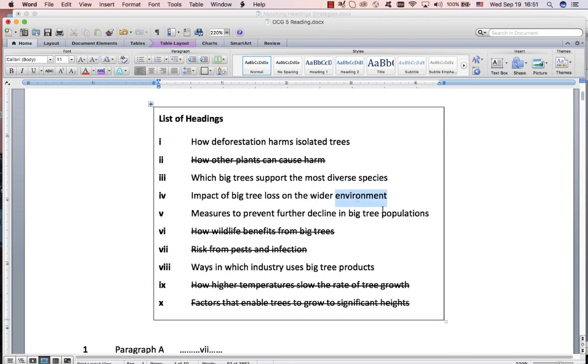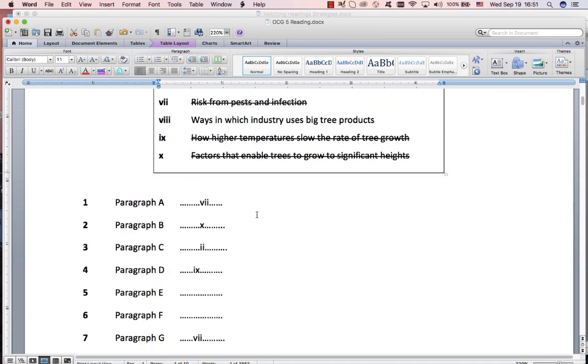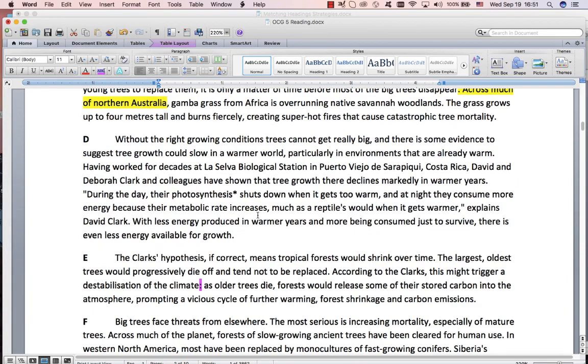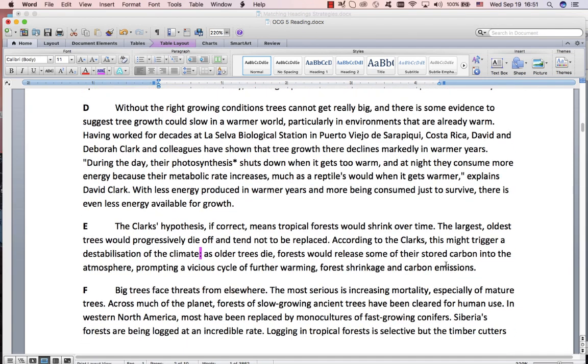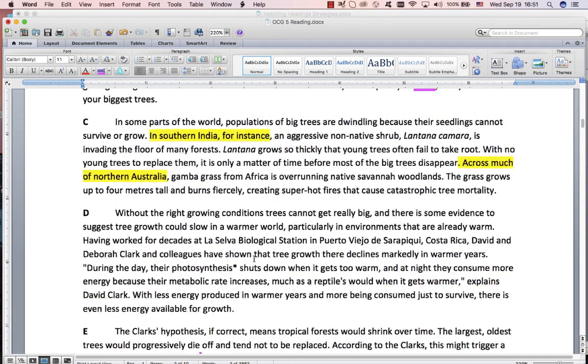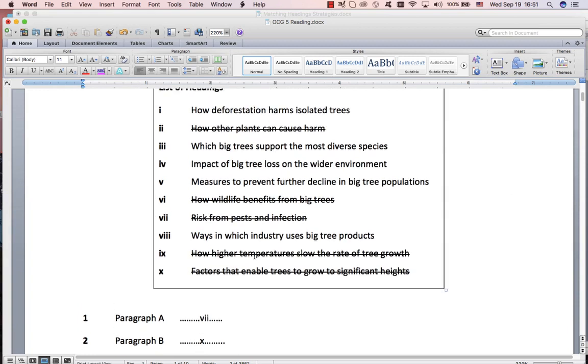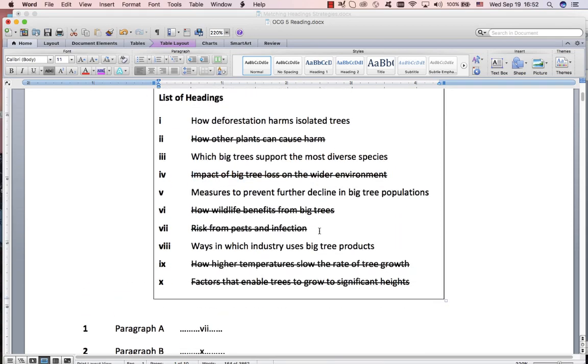So there is the main word. We're talking about the environment, and remember, it's often good to just identify environment paragraphs. When they start talking about carbon emissions, they're talking about the environment, global warming, etc. And remember, now we're kind of guessing. We're looking for something negative, that's negative, we've got our word there. I'm happy enough with that one. The impact of the big tree loss on the wider environment, great.